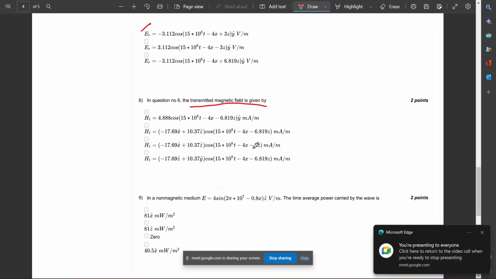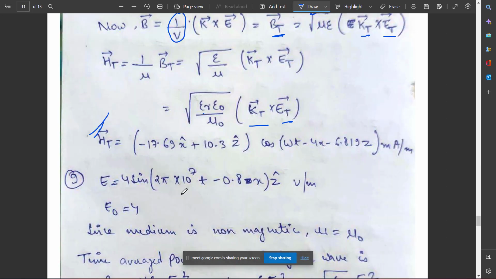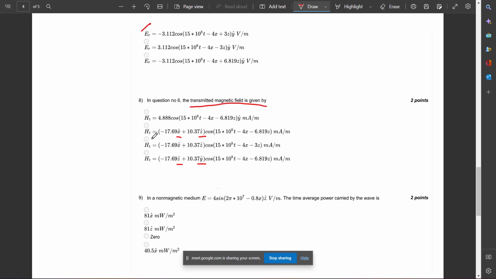Z vector and Y vector is there. For option B, minus 17.69 X vector plus 10.37 Z vector is there. But D has Y vector, Z and Y vector. Got it, so the magnitude is different. So here X and Z cap. So option B will be the correct one. Thank you, Arun.